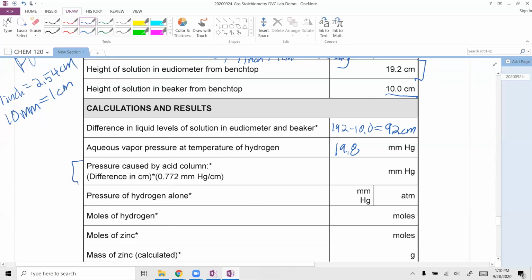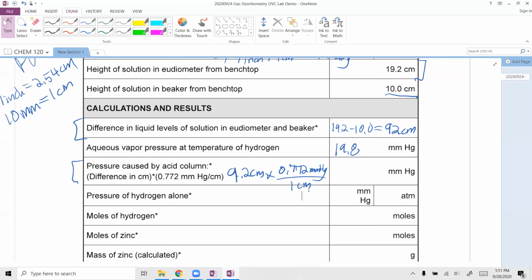This is asking us for the pressure caused by the acid column. So that acid column is related to that height. The taller it was, the more that there was. So that difference, 9.2 centimeters, and then it has a conversion factor of 0.772 millimeters of mercury for every 1 centimeter difference. And that's kind of like the pressure required to hold that water up. So it's dealing a little bit with that gravity pulling down on it. And so it only works if there's a difference in that pressure.